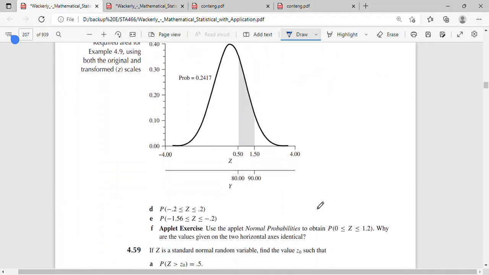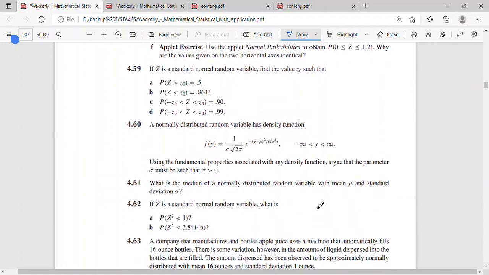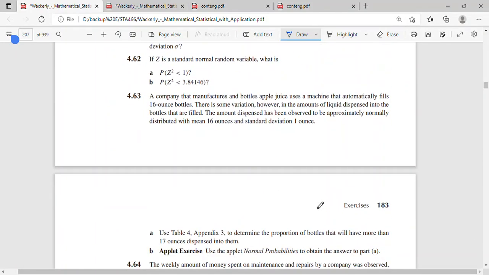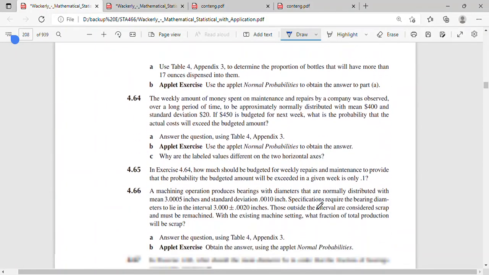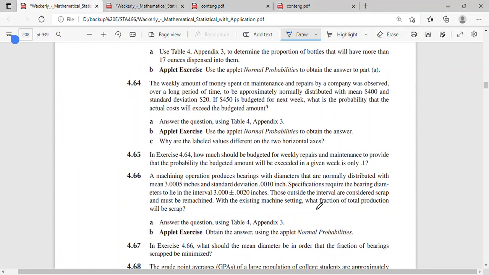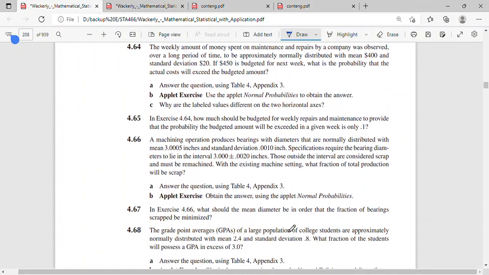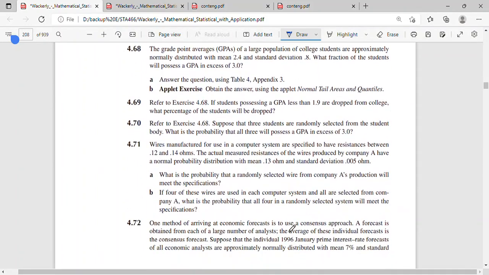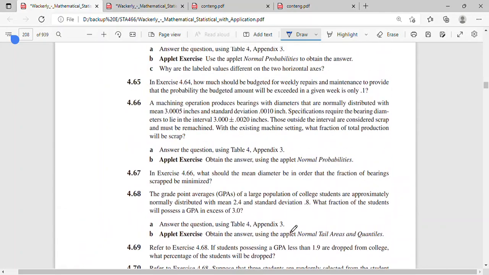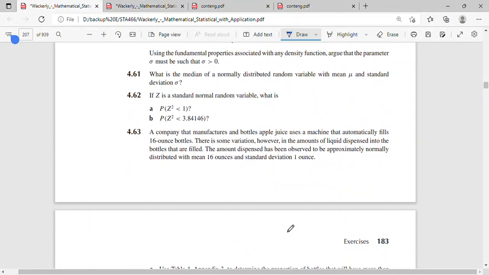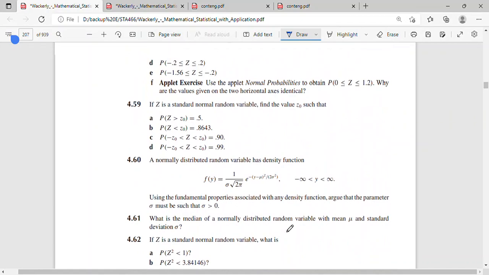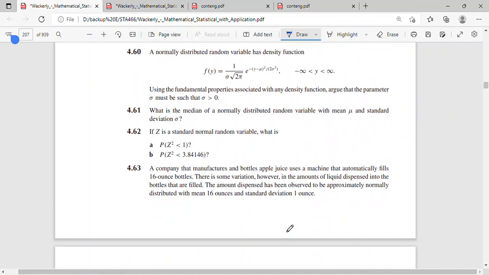So actually it is macam revision untuk you kan, you dah ingat dah pernah apa ni, find the probability yang melibatkan normal distribution. Okay, from this exercise, let's see.